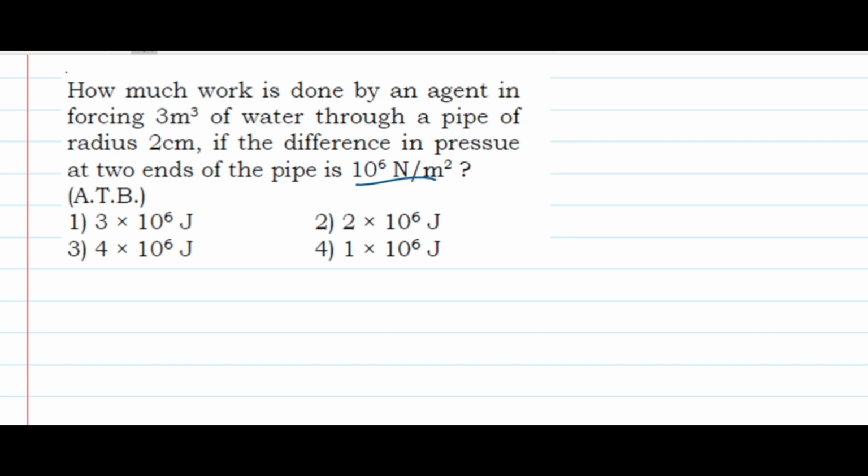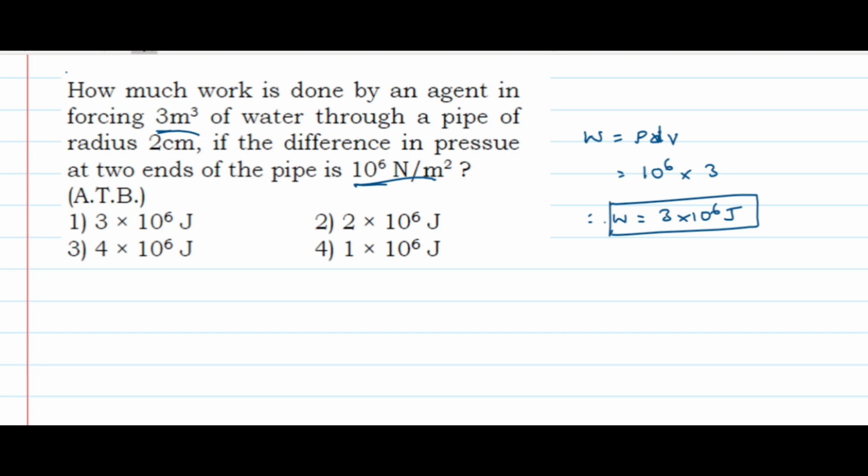So the work done by the fluid pressure W equals P into V, or else you can write it as P into dV. The pressure difference is given as 10 power 6 Newton per meter square, and the volume is given as 3 meter cube. Then the work done by this fluid pressure W equals 3 into 10 power 6 joules. Work we are measuring in joules.